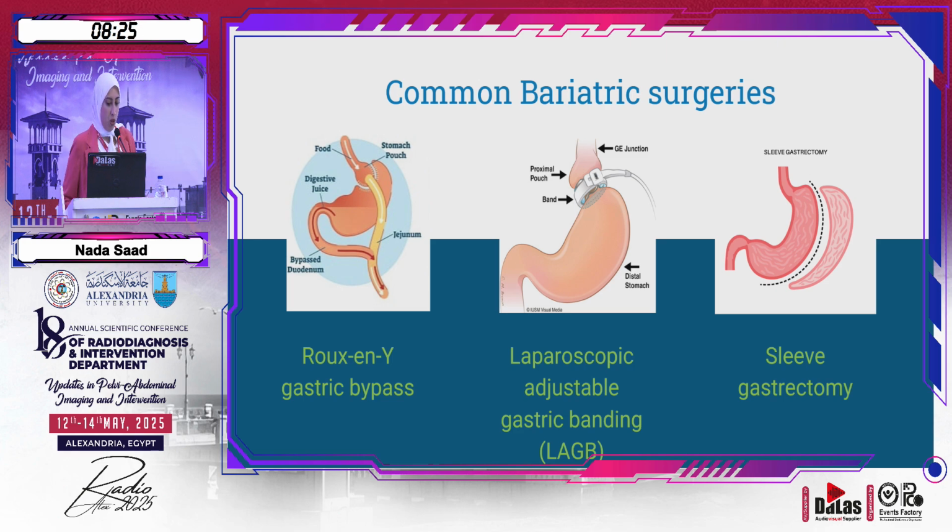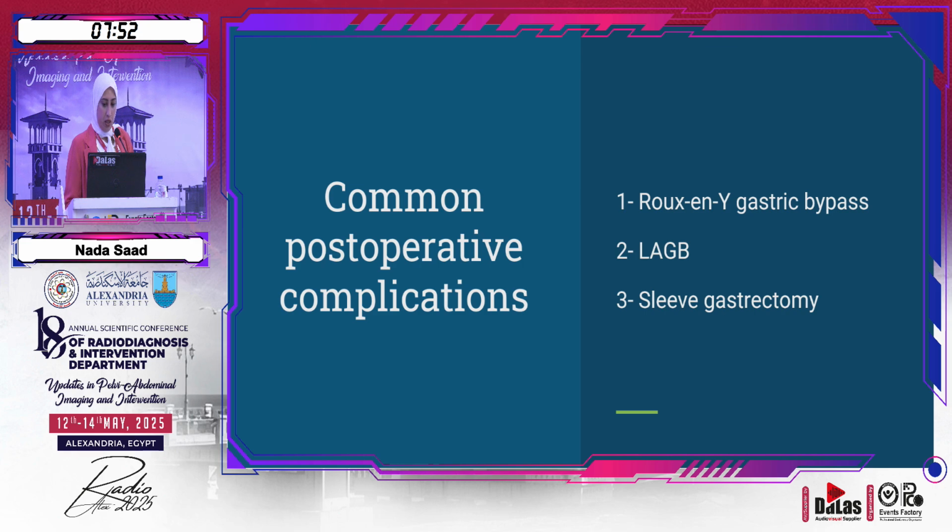Second is the laparoscopic adjustable gastric banding. It's also a restrictive procedure, reversible, using a gastric band at the proximal stomach, and this band is connected to a fluid-filled tube and a subcutaneous port or reservoir to allow band adjustment. And then the sleeve gastrectomy, in which about 2/3 of the stomach is permanently removed. So I will review some of the most common complications after each of these 3 surgeries.